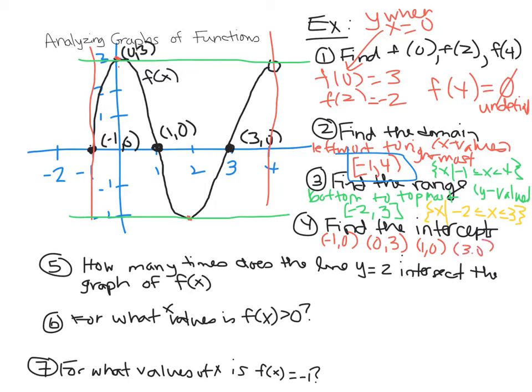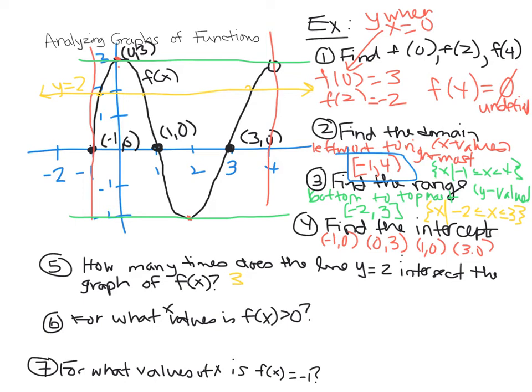All right, next question is a little bit tougher. How many times does the line y equals 2 intersect the graph of f of x? That should have a question mark, by the way. So I'm just going to go ahead and draw the line y equals 2. I'll draw it here in yellow. And you'll see that it intersects at 1, 2, 3 places. That's all you're doing for that one.